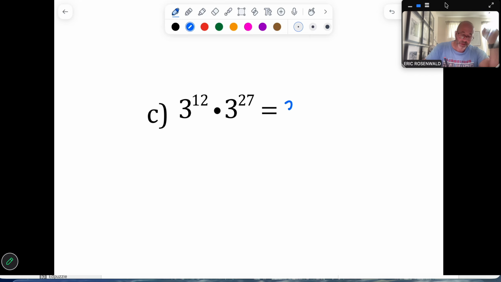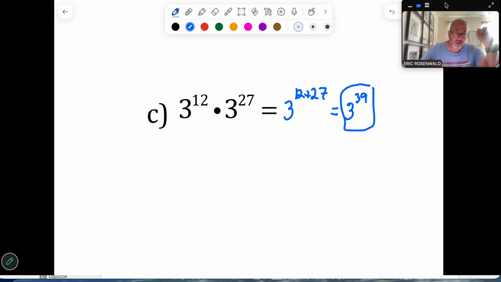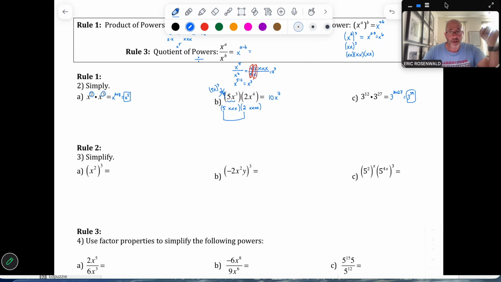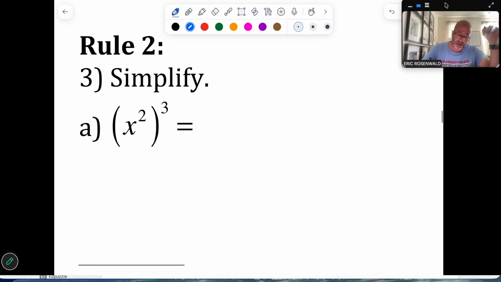Okay, let's look at the next one. We're going to add these together. 3 to the 12 plus 27, which is 3 to the 39th power. Do not actually try to multiply that out. You'll get a massive number. You'll break your calculator. All right, rule number 2, power to a power. So we have x to the 2 times 3. So we have x to the 6th.